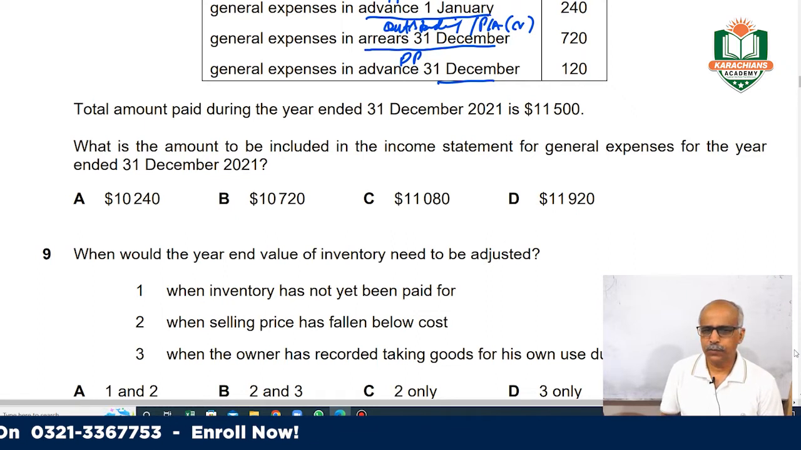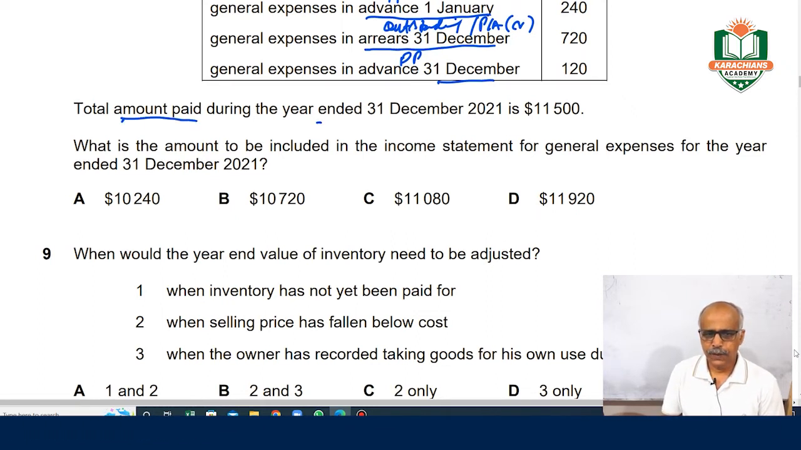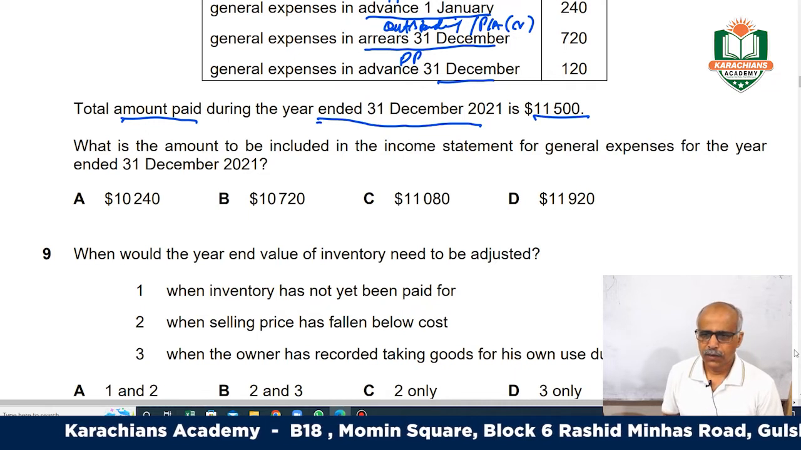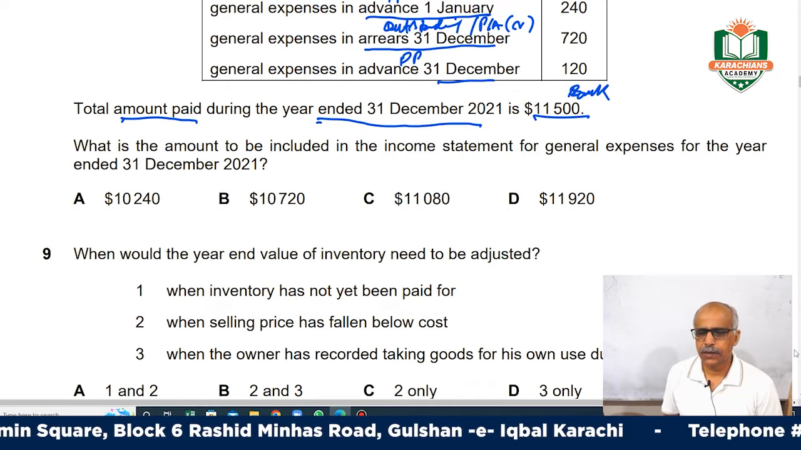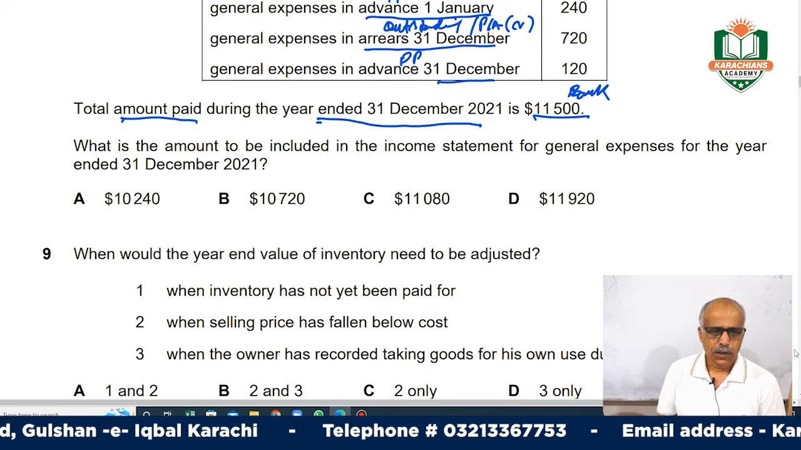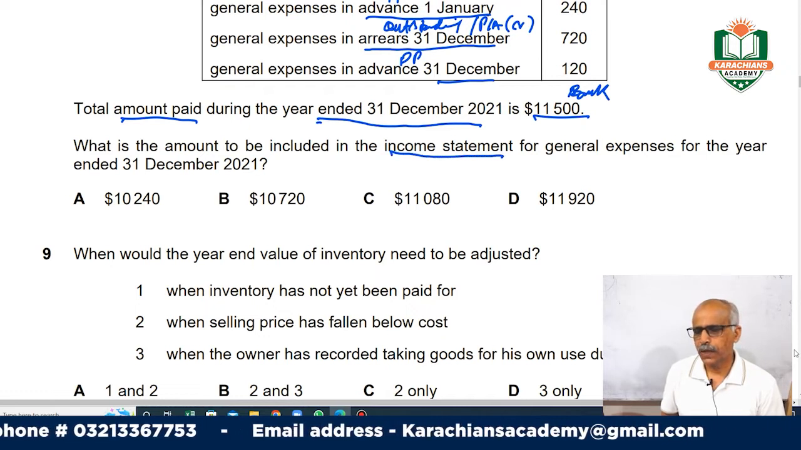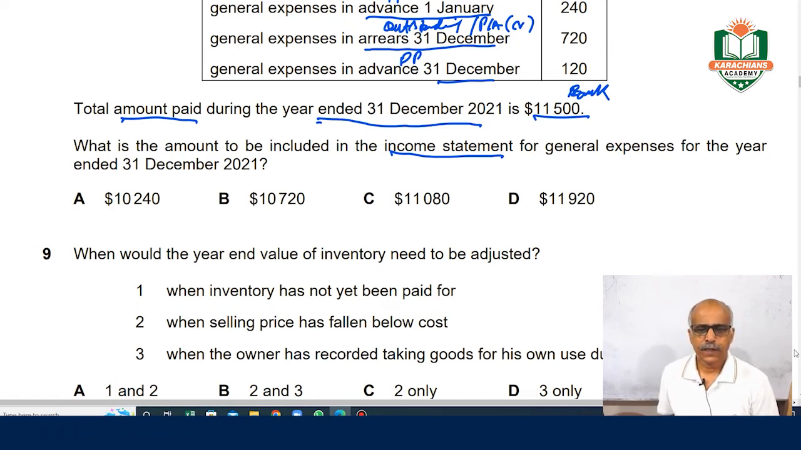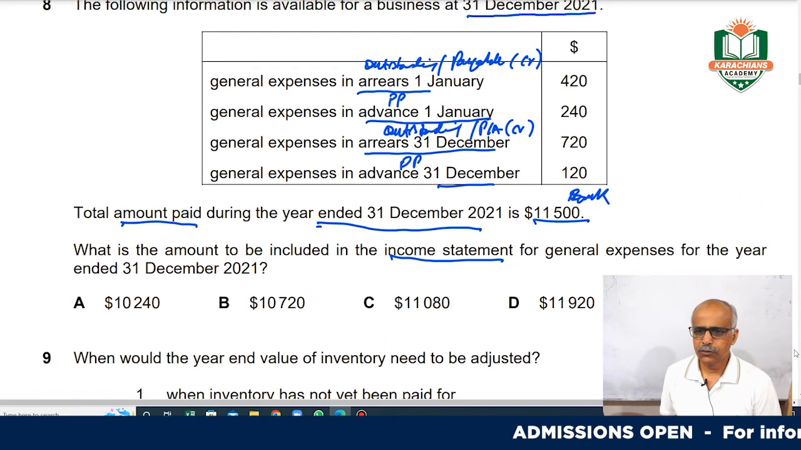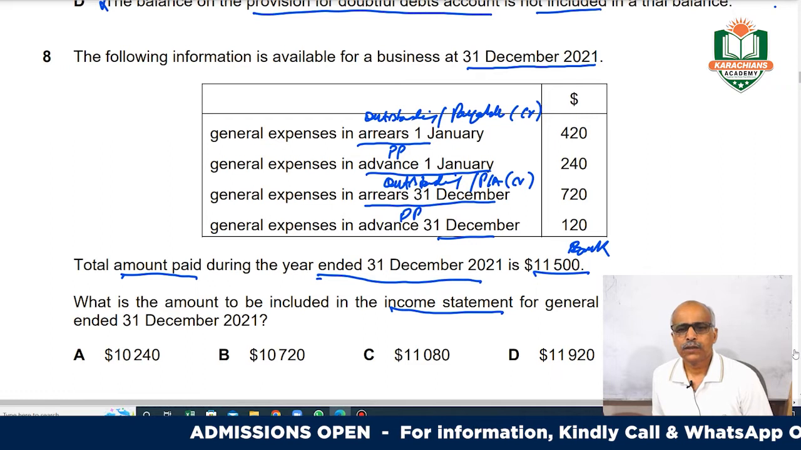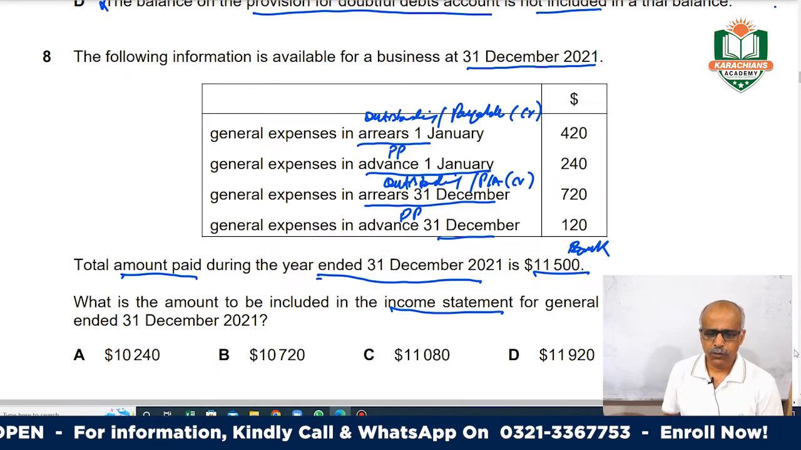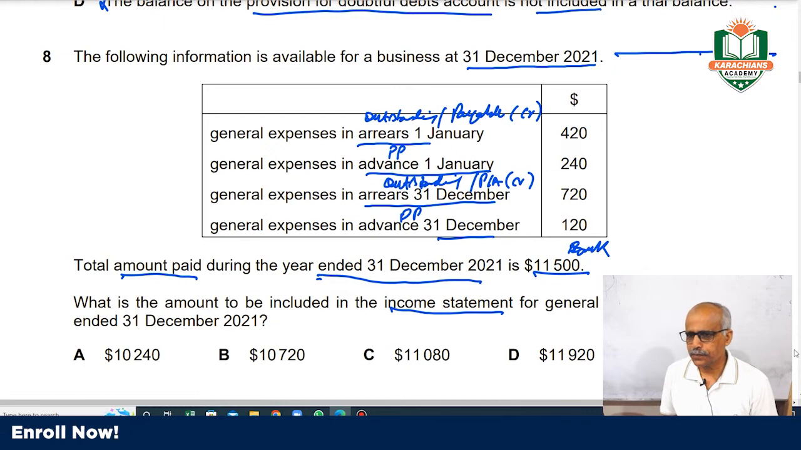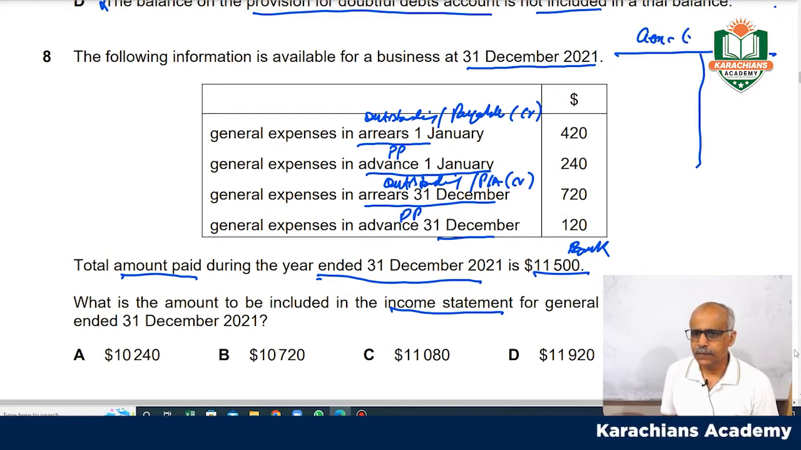What is required? Total amount paid during the year ended December 31st, 11,500. This amount of general expenses has been paid, and what is the amount to be included in the income statement? They are asking how much would be charged to the P&L or income statement for general expenses. This is a very simple question, and you remember how to make a subscription account. This will be made the same as your subscription account, so you can make a very simple general expense account here.